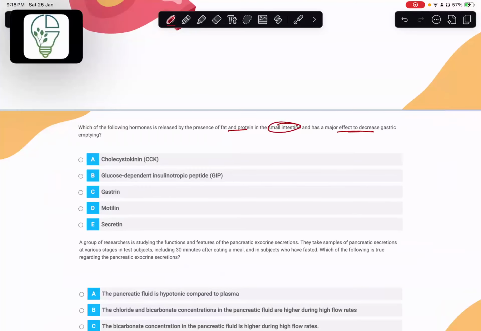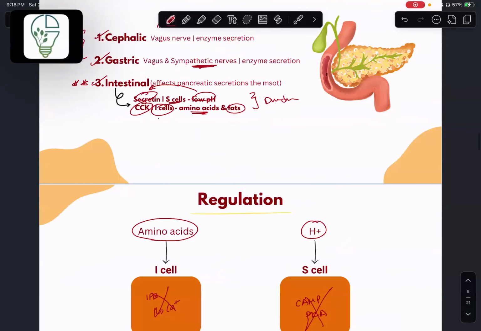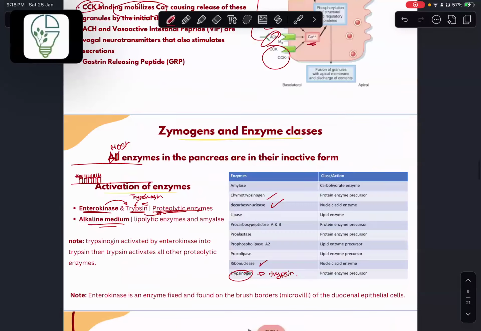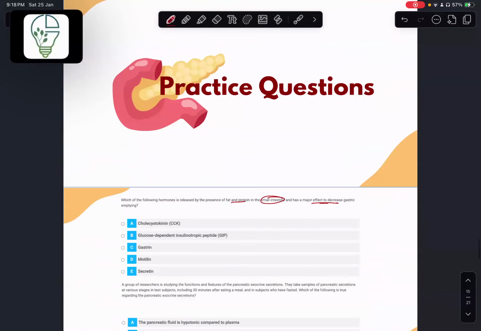I'm sorry. Before going into the questions, there's one important point I forgot to mention about the endocrine and exocrine glands. The islets of Langerhans make up only about 3% of the total pancreas mass. Only 3% is endocrine glands, and the rest is exocrine glands. This is one important thing to know. I'm really sorry I forgot to mention it. Going back to the questions.